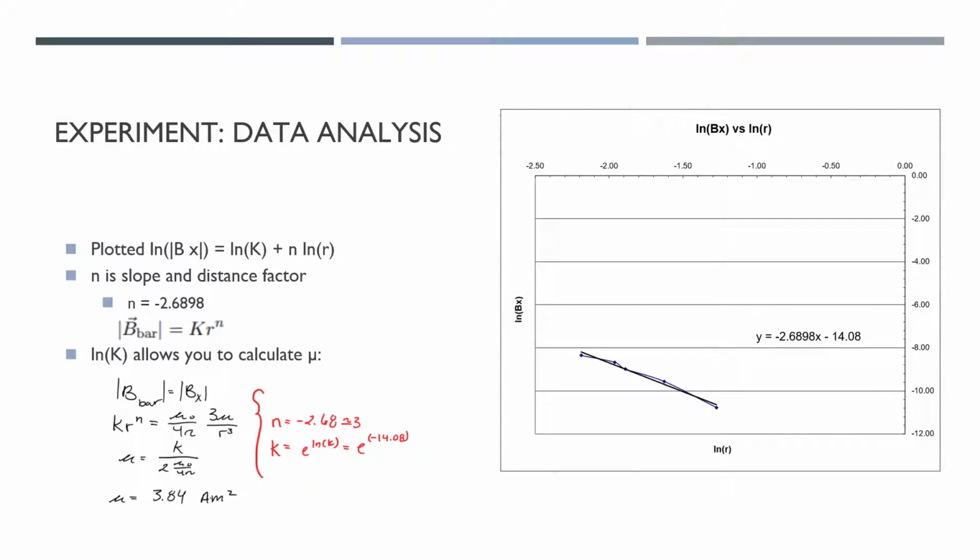So using that data we collected, we did some analysis. We used the natural log to linearize the data from Table 1 and found n to be the slope, which was the distance factor. This was equal to about negative 2.7. Now, by using the natural log of k, we could calculate mu, or the magnetic dipole moment. This came out to be 3.84 amps per meter squared.